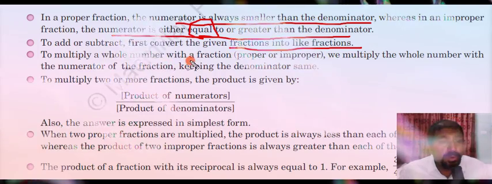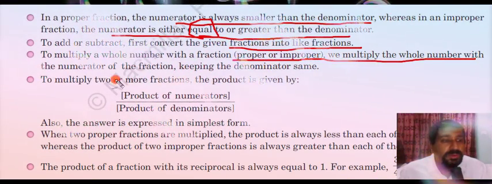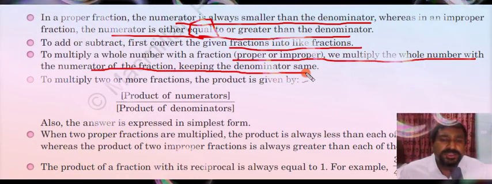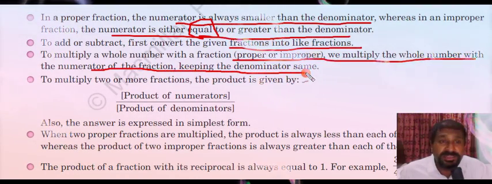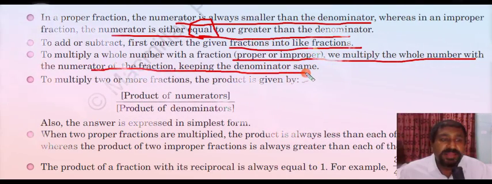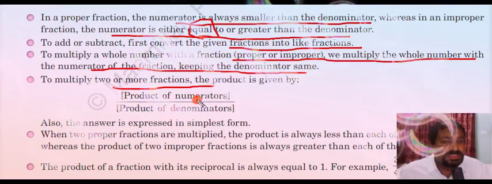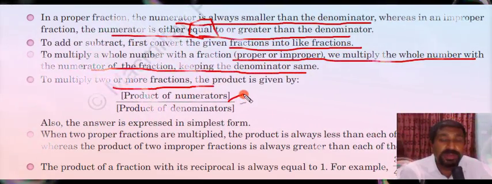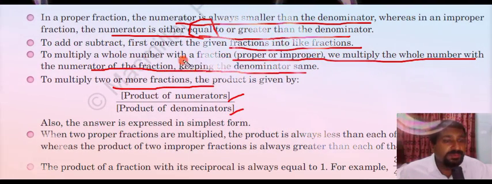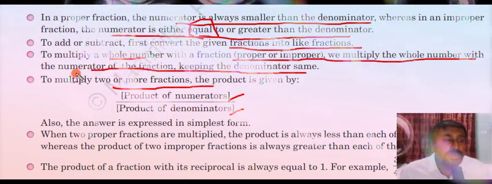Now to multiply a whole number with a fraction, proper or improper, we multiply the whole number with the numerator of the fraction, keeping the denominator the same. In the multiplication process, there is no need for LCM. So we simply multiply numerator by numerator and denominator by denominator. To multiply two or more fractions, we have this formula: product of numerators upon product of denominators. But in the case of a whole number, we are simply supposed to multiply with the numerator, nothing to do with the denominator.